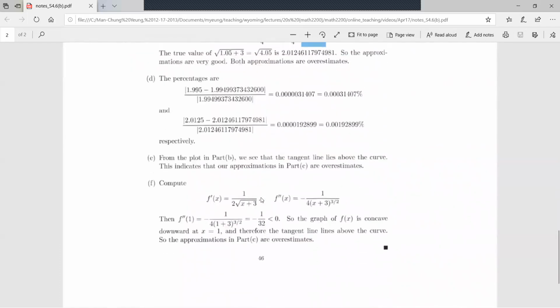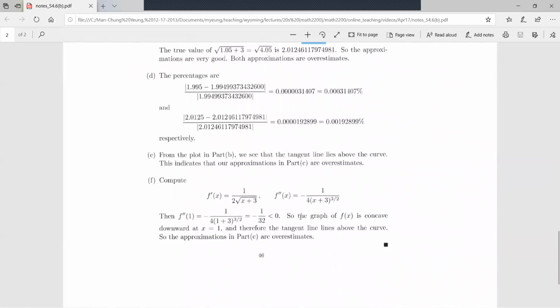Part E. Because second derivative less than 0, the graph of f is concave down at 1. Therefore, the tangent line is above the curve. So the approximation in part C is an overestimate.